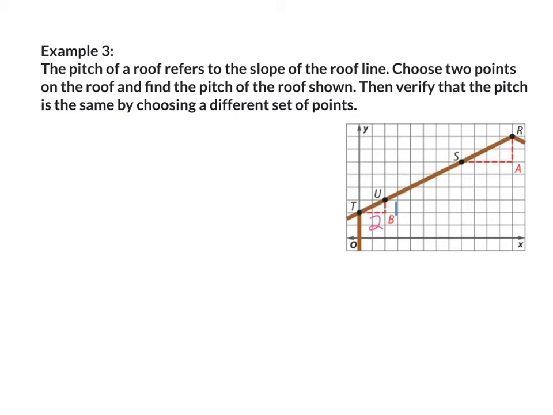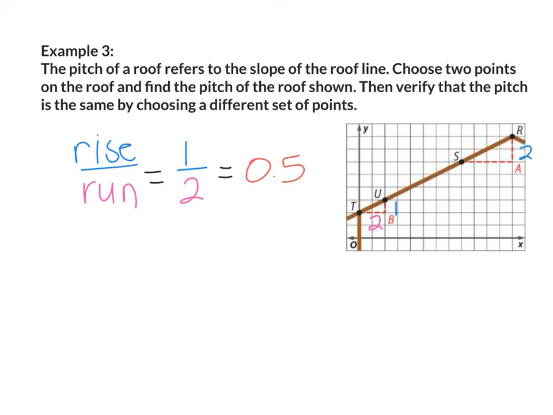So remember, slope is rise over run. So I have my rise is 1, my run is 2, which also equals 0.5. Now let's look at the large triangle. My rise is 1, 2. My run is 1, 2, 3, 4. So that would be 2 divided by 4. If I were to simplify that, that would be 1/2, which also equals 0.5.